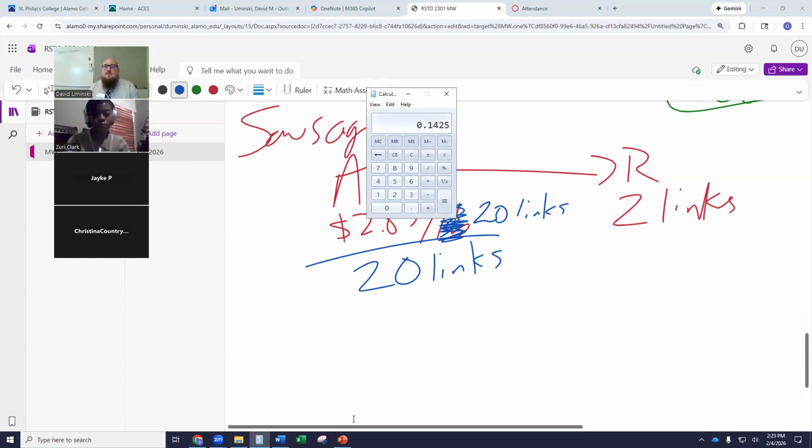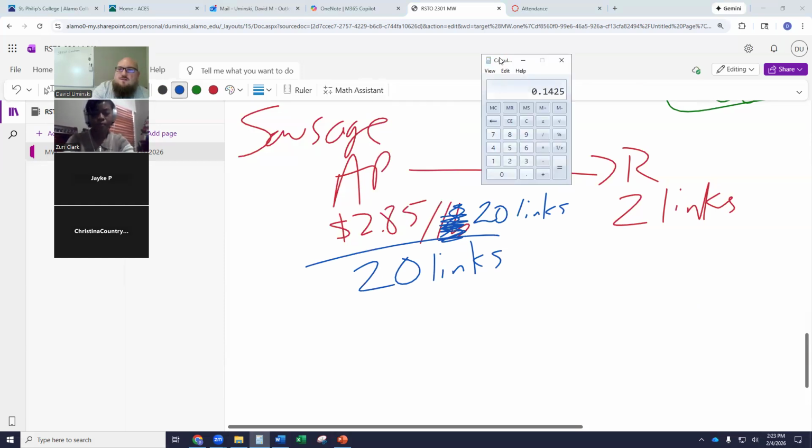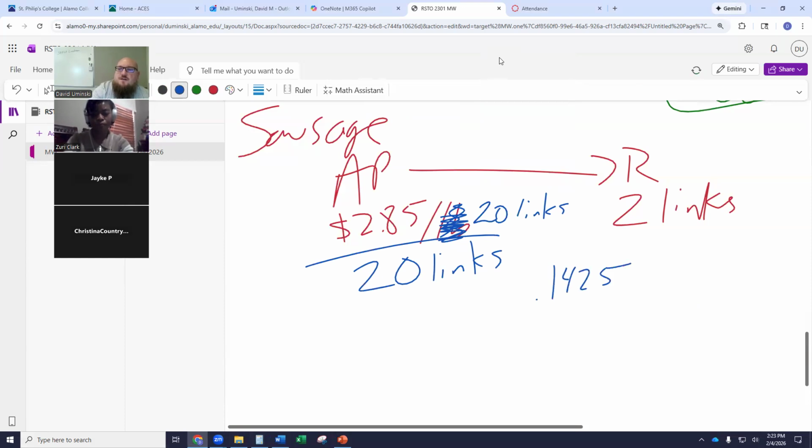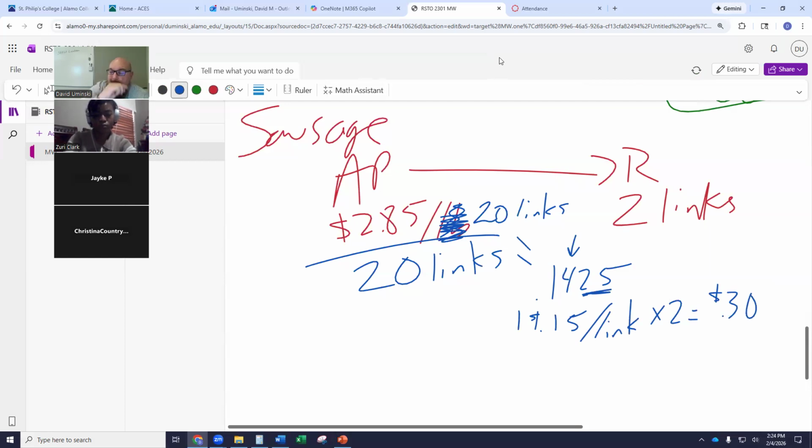$2.85 divided by 20. So what is this going to be per link? This comes out to 0.1425. So what is that when we talk about dollars and cents? Say it again. 15 cents, right? We look at this, there's three or more decimals. We're going to look at this second number and round up to the nearest penny. So that's 15 cents per link. And then we times by 2 and we get 30 cents. So that's my sausage plate is 30 cents.